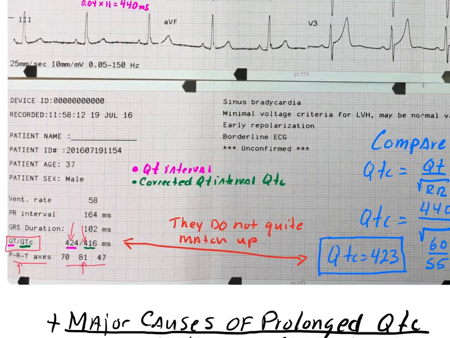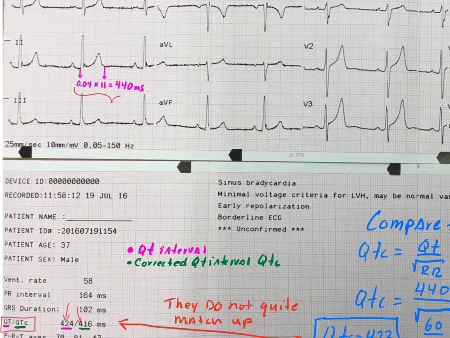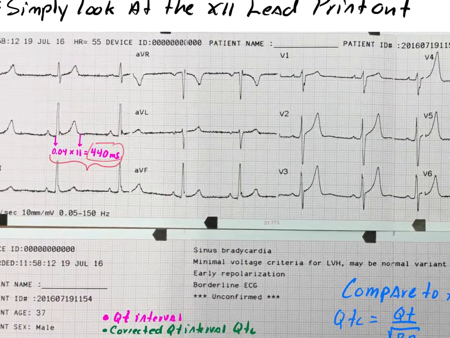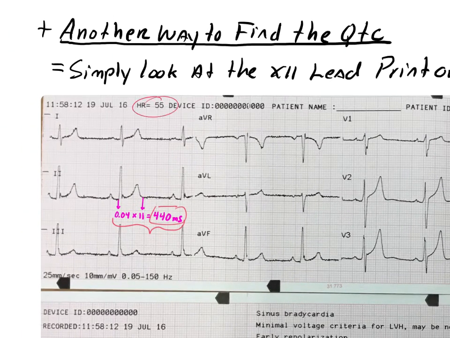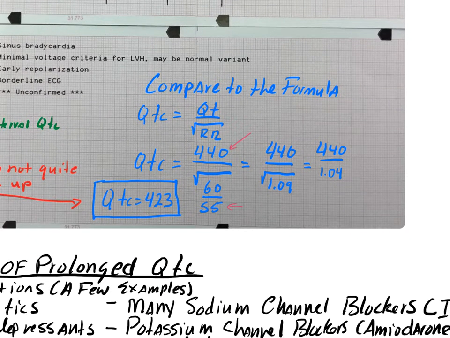And what I did was I actually did my own calculation here. All right, so I went up here. Okay, I calculated about 440 milliseconds for the QT interval. All right. And then I went ahead and I did Bazett's formula. So I put 440 in. All right, the heart rate was 55. So if we go up here, heart rate of 55, you guys see that there? So 60 divided by 55 gave me 1.09. I took the square root of that, 1.04, more or less. And then 440 divided by 1.04 gave me 423 for my corrected QT interval.